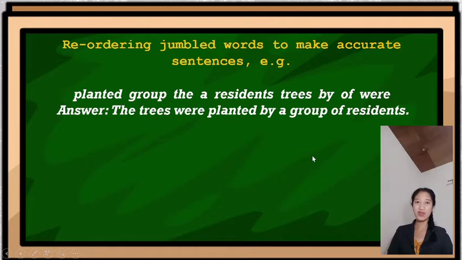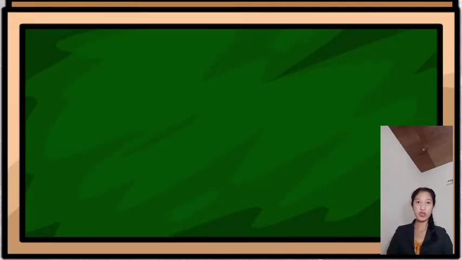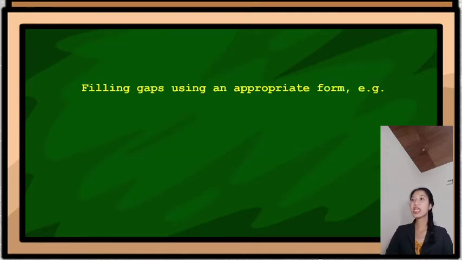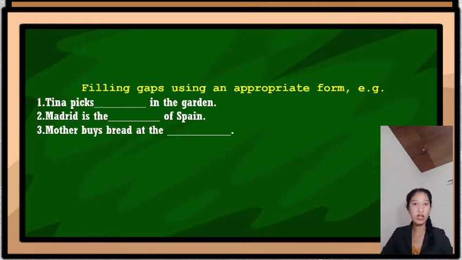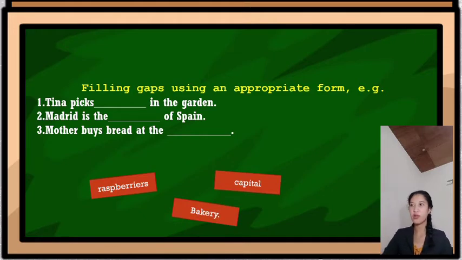So now let's proceed to the next activity which you can use on teaching grammar. It is filling gaps using appropriate forms. From the words filling gaps, you should fill in the gap in order to attain the accurate form of a sentence. So without any further ado, let's start. Here are the 3 sentences which have choices under them inside the brown box. Under it, we will pick the answers which correspond to the sentence above.